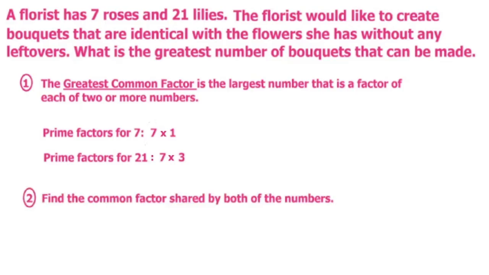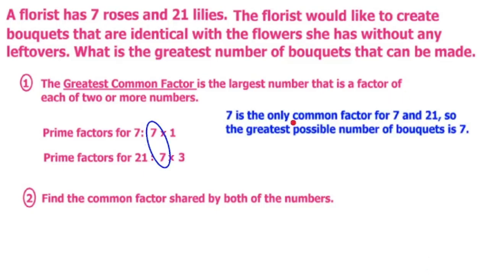So find the common factor shared by both of the numbers. The common factor is this one, and that's the greatest number. 7 is the only common factor for 7 and 21. So the greatest possible number of bouquets can be 7.